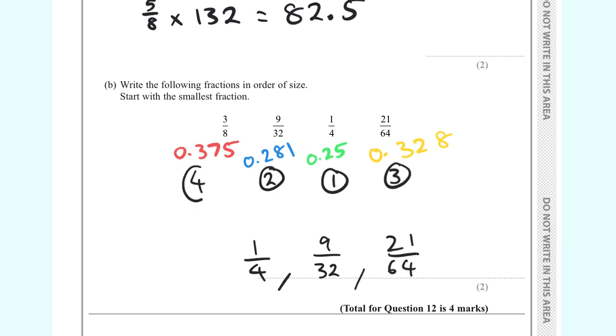And so that's last. It's the biggest. 3/8 is the biggest. Alright? That's it. You just pop it in your calculator and you're good to go. Don't overcomplicate that at all. Alright?